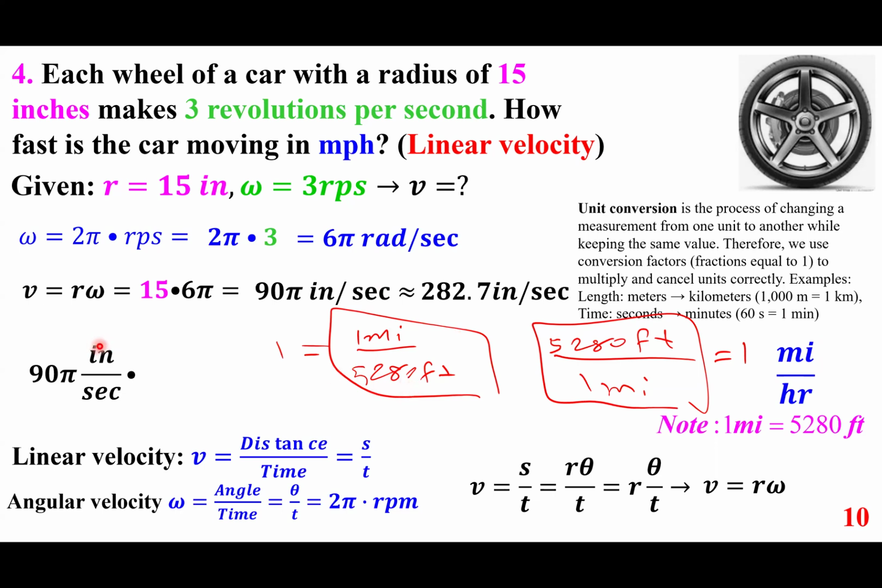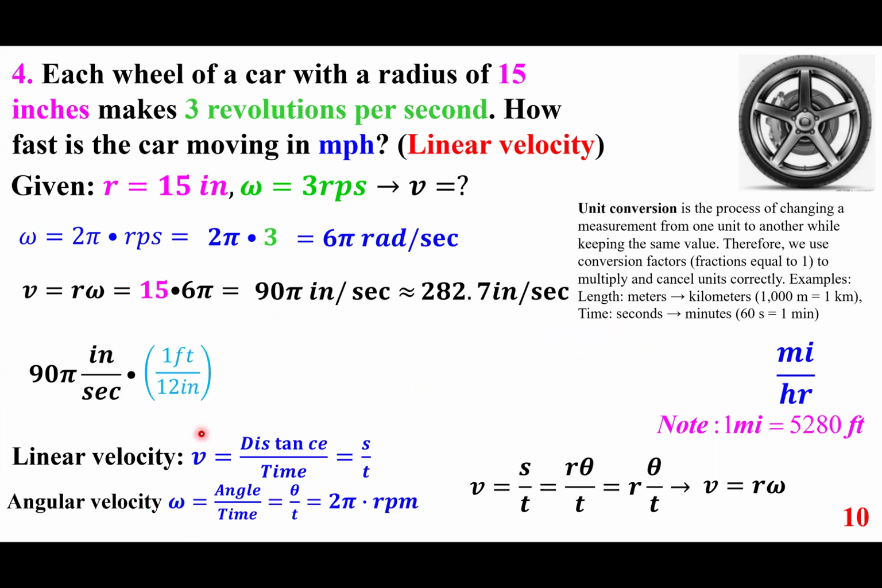But this is in inches. We should know 1 foot is 12 inches. So if that is the case, in order to go from here to feet, 1 foot divided by 12 inches. Then 1 mile divided by 5,280 feet. And finally, seconds, okay? We want to go to hours, so we're going to say 3,600 seconds over 1 hour.